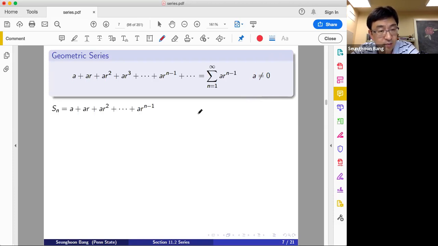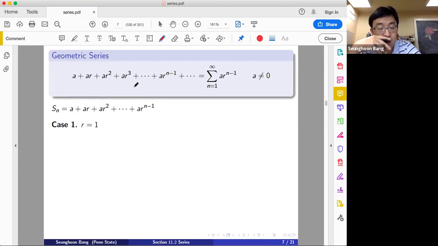So what's the partial sum here? A plus ar, plus ar squared, keep going, to the nth term. This is the first term. This is the second term. This is the third term. This is the nth term. You can only add till the nth term. So case 1, I'm going to check whether the geometric series is convergent or divergent.